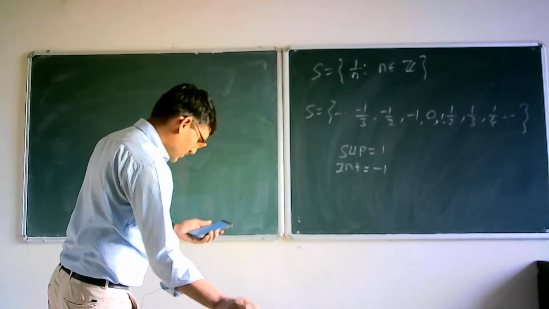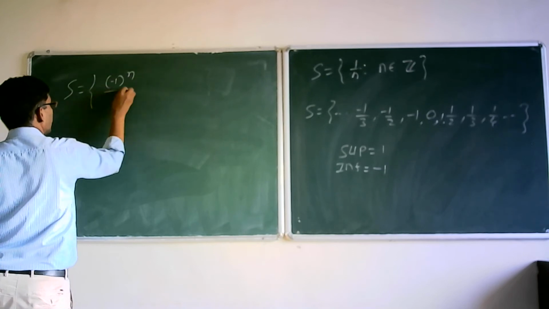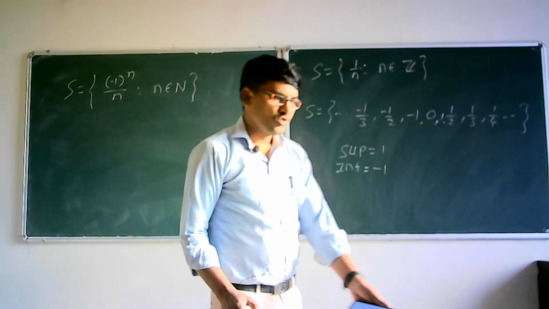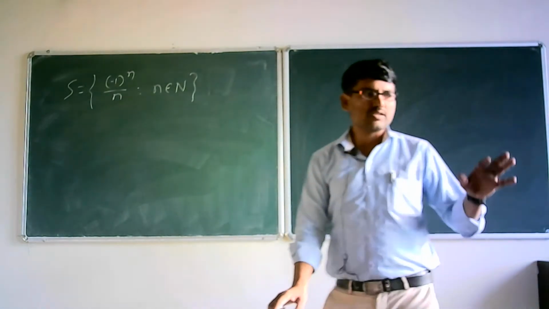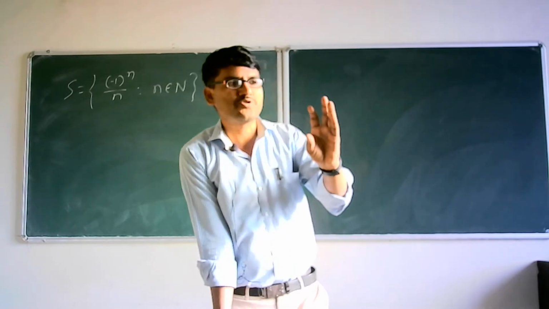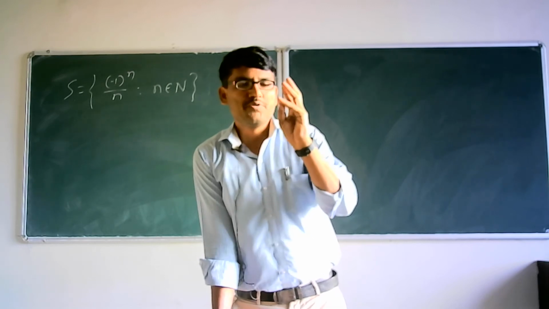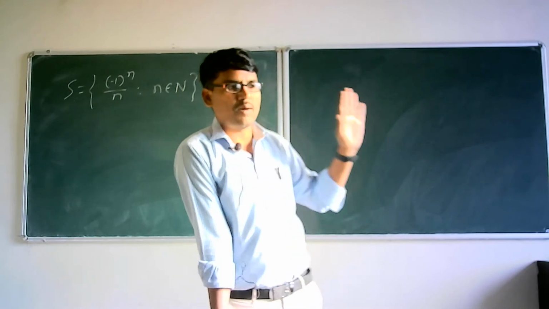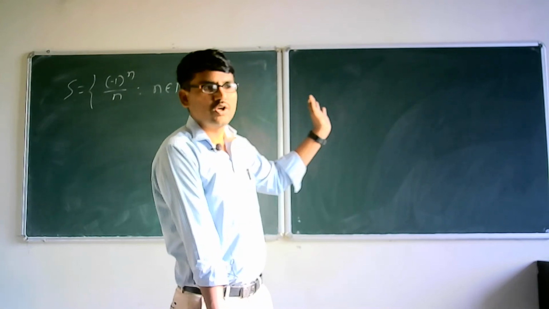S is equal to minus 1 raised to n divided by n, n belongs to the set of natural numbers. So find the supremum and infimum of this set. If you guess this set in your mind, then you can easily identify. What is the first step to find the supremum and infimum? You must identify the upper bound for this set. What is meant by upper bound? You want to determine a number such that all these numbers are less than or equal to that number, and it is called an upper bound. Or if you determine a number such that all these numbers are greater than or equal to that number, it is called a lower bound.